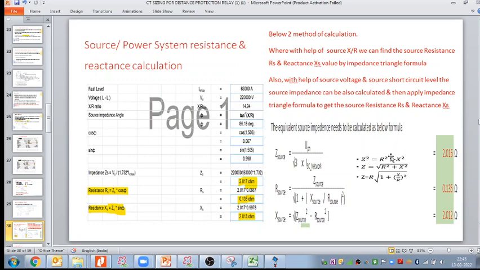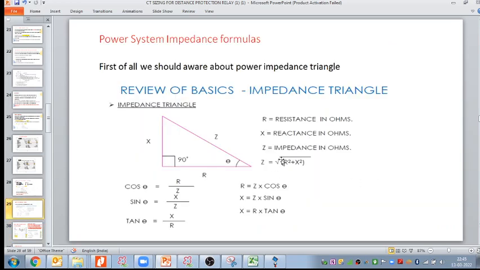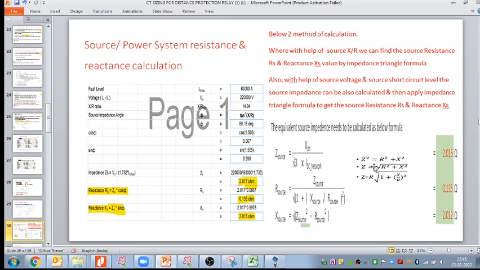But why? Z square is equal to what? R square plus X square, as we have seen here. Z is equal to under root R square plus X square. So I can take R as common. Z equals R under root 1 plus (X by R) square.